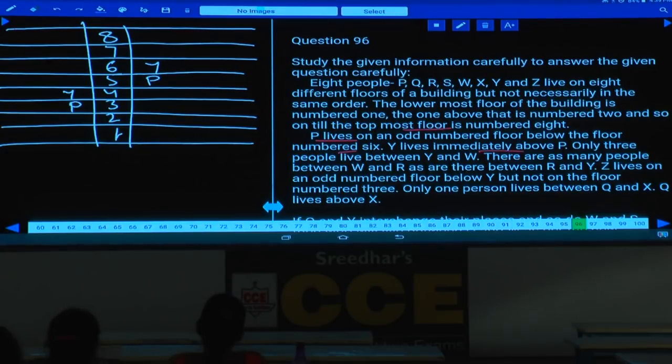And only 3 people live between Y and W. 3 people between Y and W in the first case, W must be on the 2nd floor. And in the second case, 3 people between Y and W, 1, 2, 3, W must be on the top floor. Then there are as many people between W and R as there are between R and Z. W and R equals R and Z.